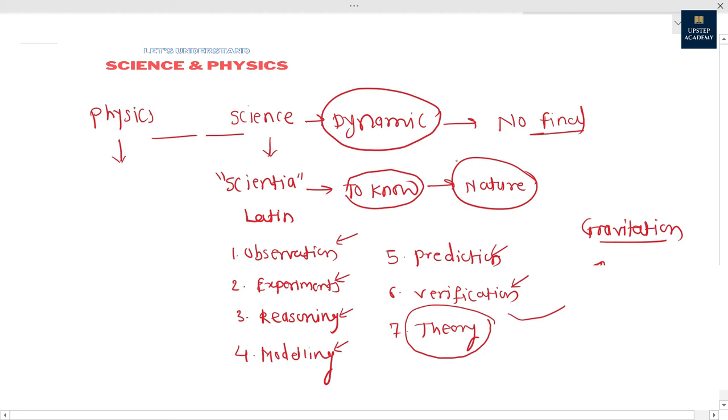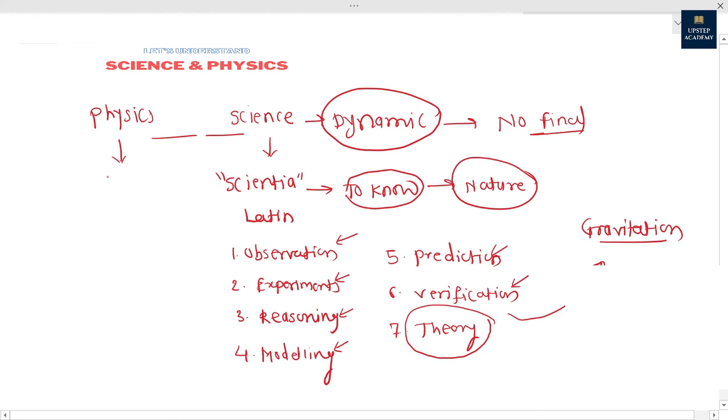You can even change the gravitation theory if you go for certain observations, experiments, reasoning, modeling, prediction, verification, and then you come to know that it is going through all these steps and satisfying all these steps. Then you can claim your own gravitation theory, or even make your own laws. That is the power of science. I hope you got exactly what science is, and then let's go towards one branch of science, that is physics.